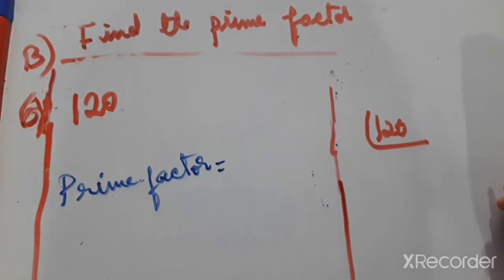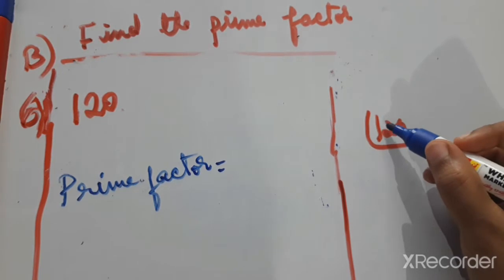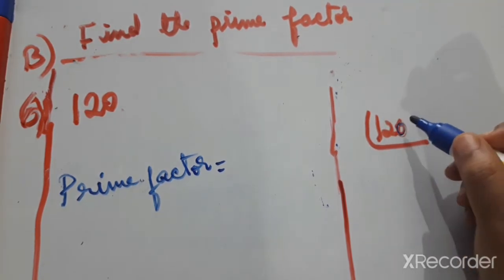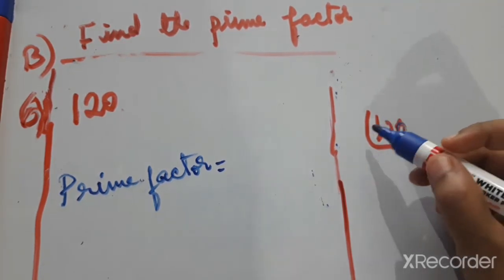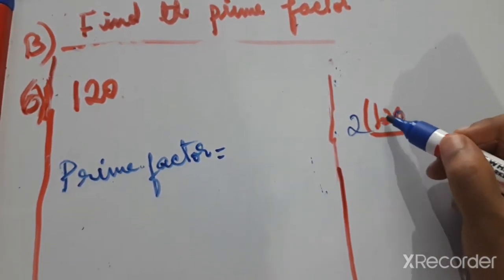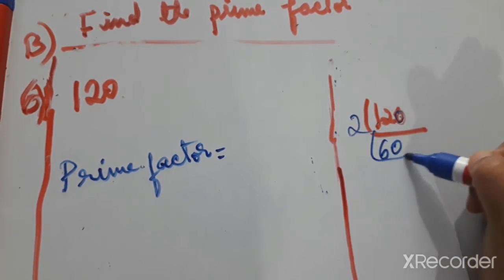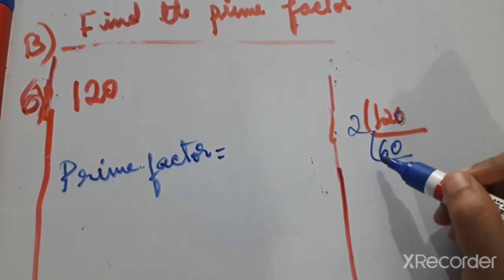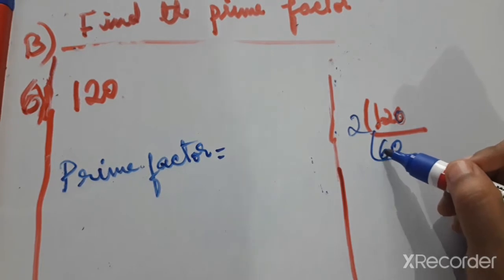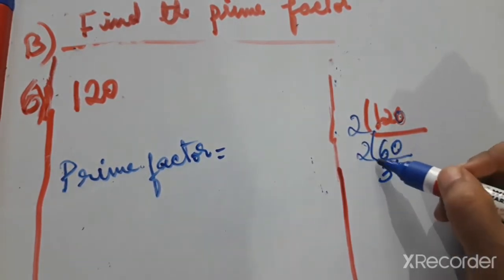Next is the sixth one, 120. 120 we have to factorize now. So here the last number is 0, so it will divide with 2 ones are tables, even numbers. 2 6s are 12, so exactly it will divide. 2 6s are 12 and 0 as it is. And 60 we can divide with 2 or 3. Okay, 2 3s are 6 and that 0 as it is.